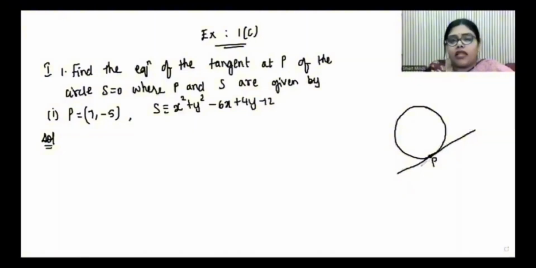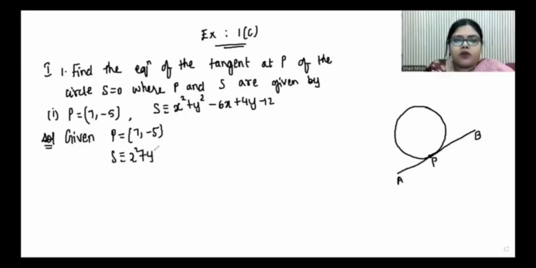Now we need to find out the equation of this line. Tangent is nothing but a line. So we have to find out the equation of this tangent. Let's say the tangent is AB. Okay. So first, what is given to us, we will write it down. Given P is equal to (7, -5) and S is x² + y² - 6x + 4y - 12 = 0. This is the point, P is the point and S is the circle.